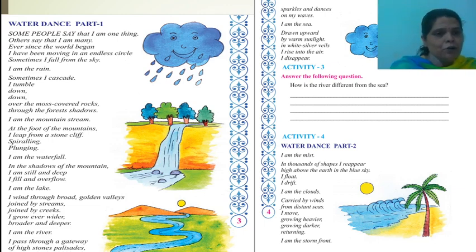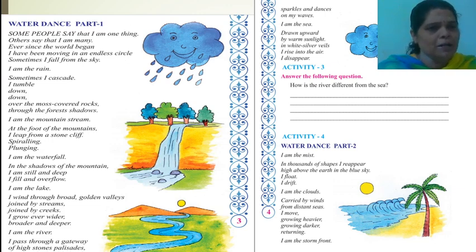In the activity 4, water dance part 2, what is said? I am the mist in thousands of shapes. I reappear high above the earth in the blue sky. I float, I drift. I am the clouds. So यहाँ पे बोलता है I am the mist. कभी कभी मैं मिस्ट हो जाती हूँ. मिस्ट मतलब जब विंटर में आप देखो फॉग पड़ता है तब छोटे छोटे बर्फ पानी का वेपर होता है, वाटर वेपर होता है. सो इसको बोलते हैं मिस्ट. Okay, in thousands of shapes I reappear.